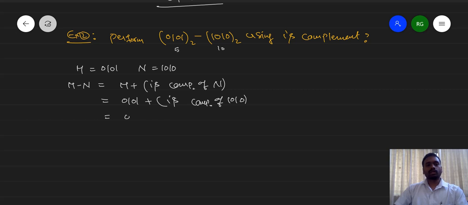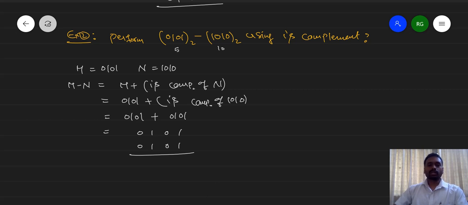So which is nothing but 0101, the actual m value, plus now I have to calculate the ones complement of 1010. So it is very simple. Invert the digits, that is change the zeros into ones and ones into zeros. So 1010, its ones complement is 0101. Now add these two. So let us add by writing one after another. My first number is 0101. My second number is also 0101. Now perform the addition.